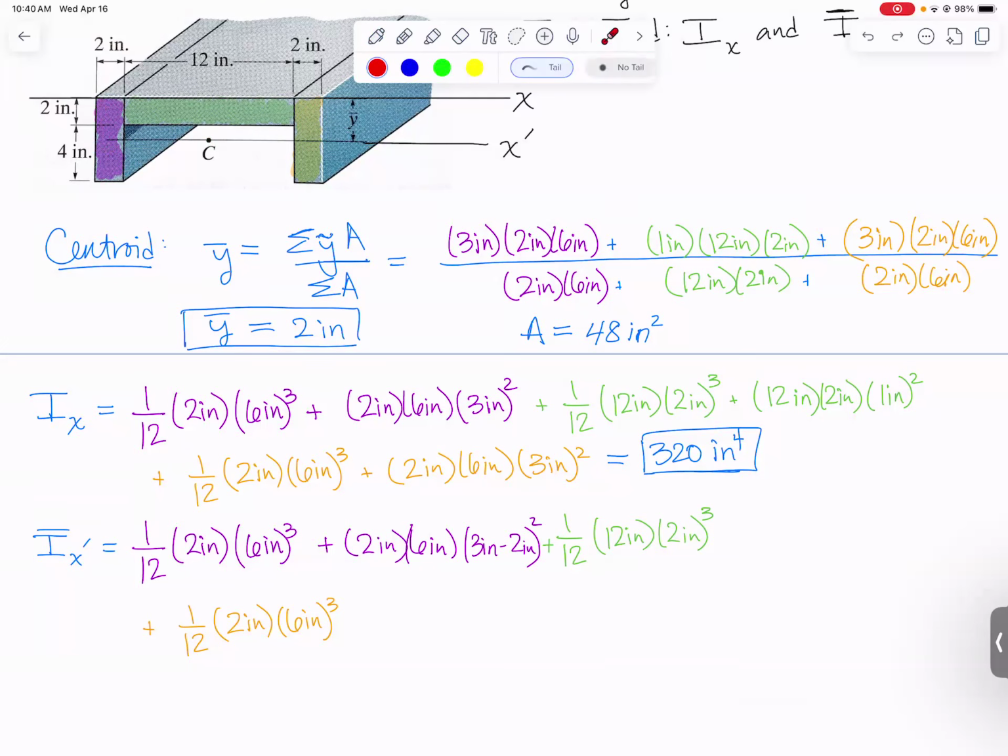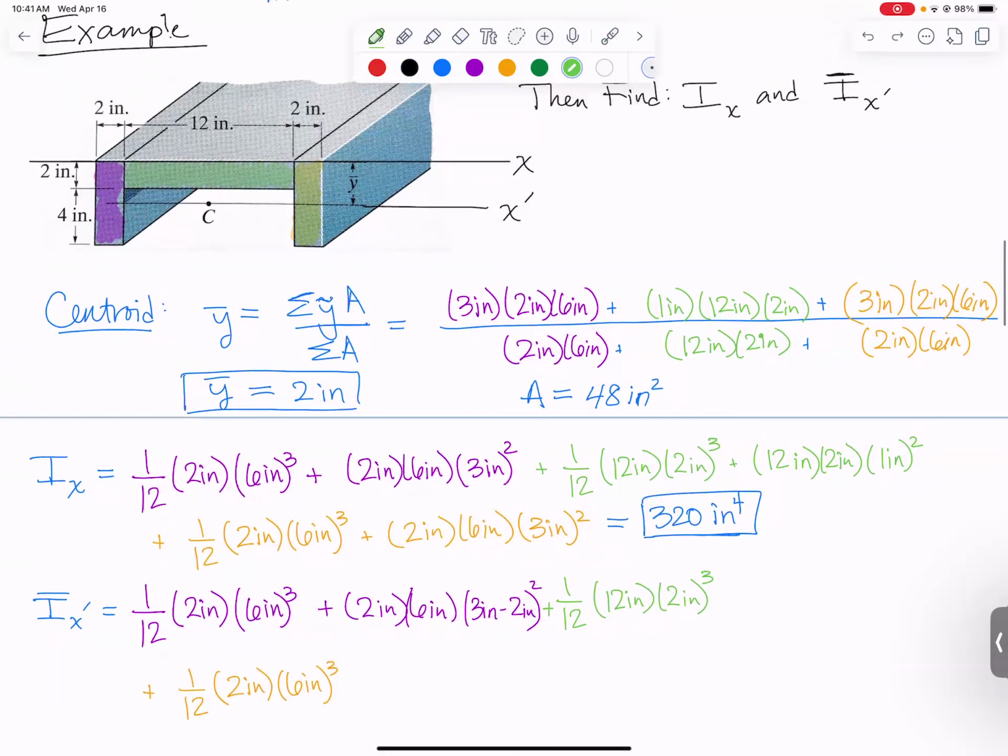What we're doing is we're taking the centroid location of the actual shape, which is 3 inches from the top, and subtracting from it the centroid location of the whole shape, which is where that x prime axis is located. The difference of those two is 1 inch. It gets squared. Same thing for the green rectangle in the middle.